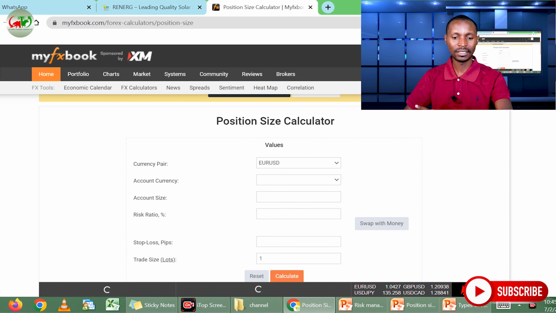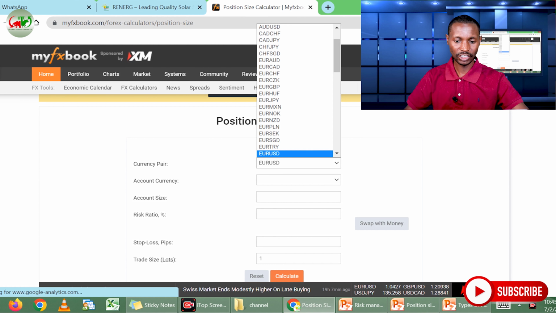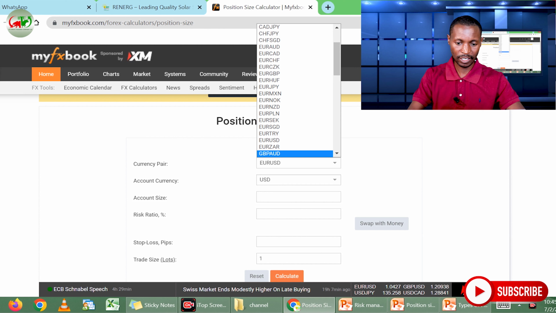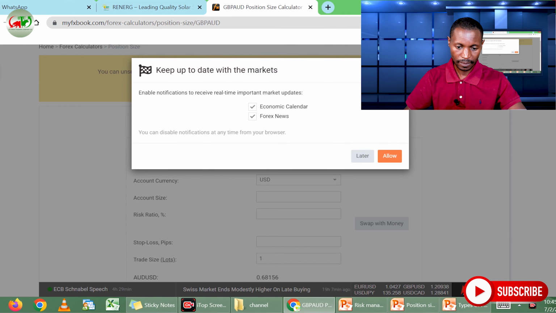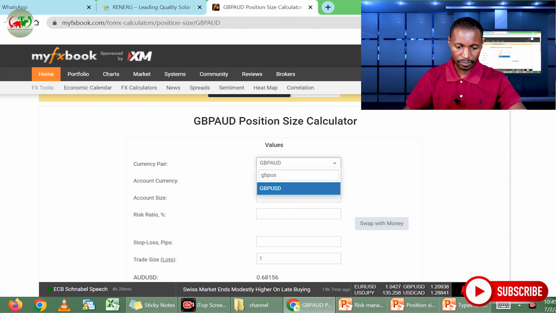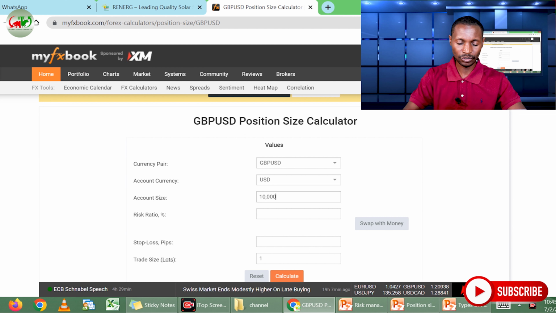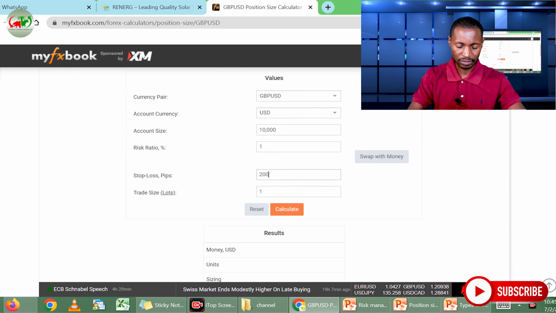So your position calculator will open. And as we said, you need to know the currency pair you want to trade, which is here. And our currency pair was GBP USD. You can type it in there or scroll down to GBP USD. Then you can go to GBP USD. The account size was 10,000 and our risk was 1%. You plug it in here, and the stop loss was 200 pips.